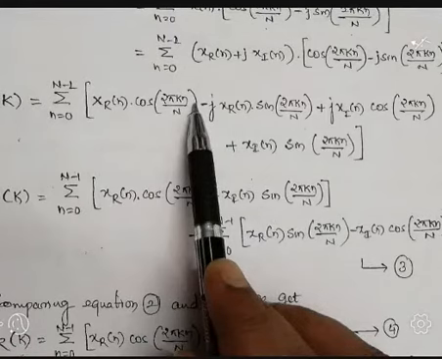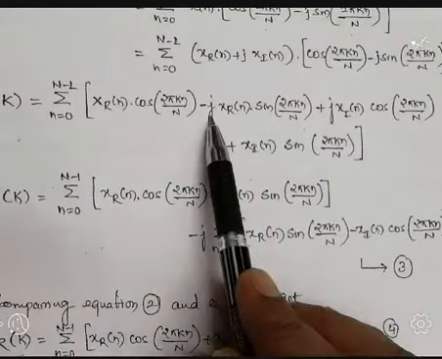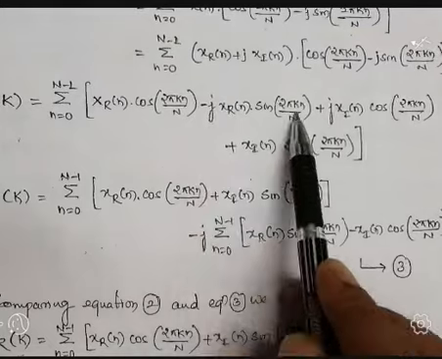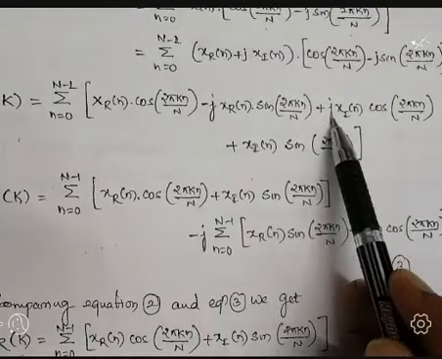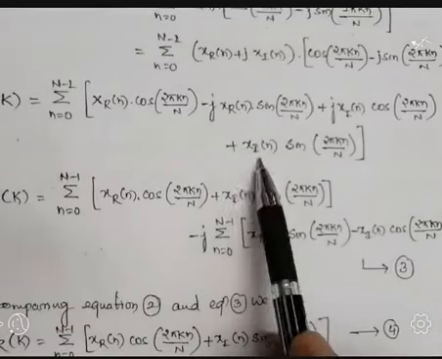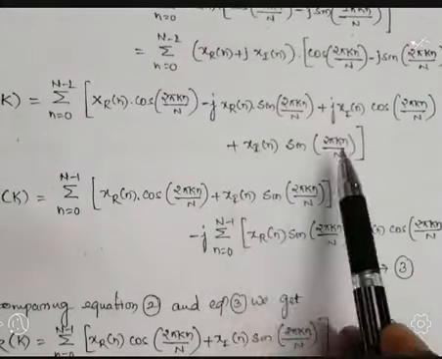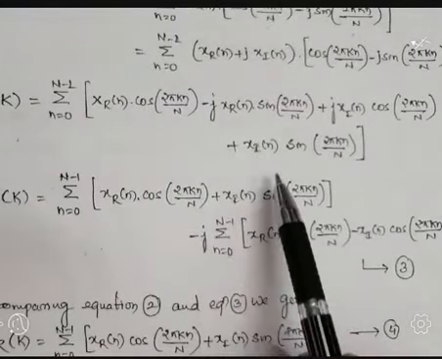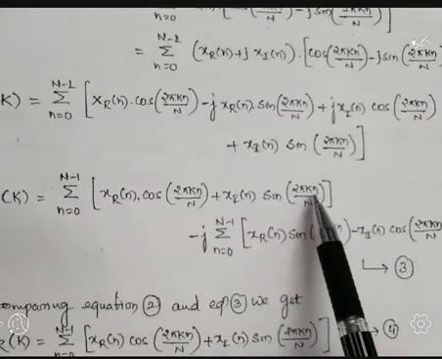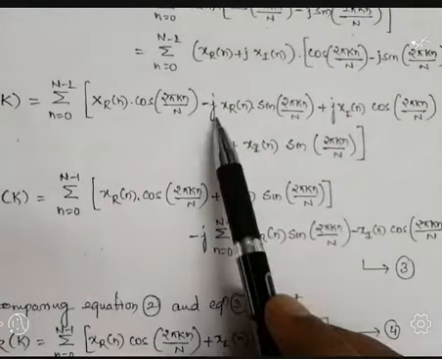Next, the second term has minus j, so it is the imaginary part, leave it. The third term j is the imaginary part, leave it. And the last term has no j term, hence it is also a real part. Hence plus xi of n sine of 2 pi kn by N. Next I will take minus j common.